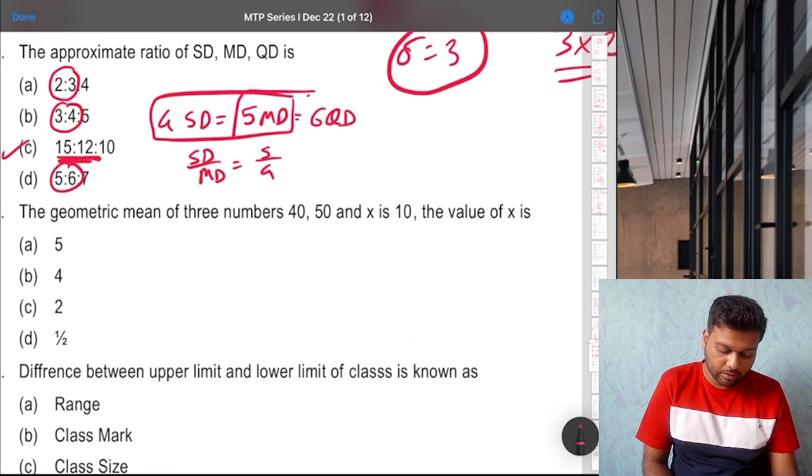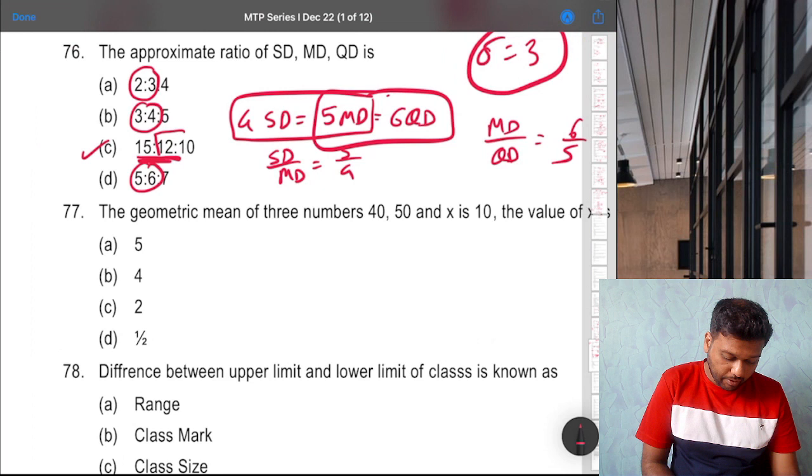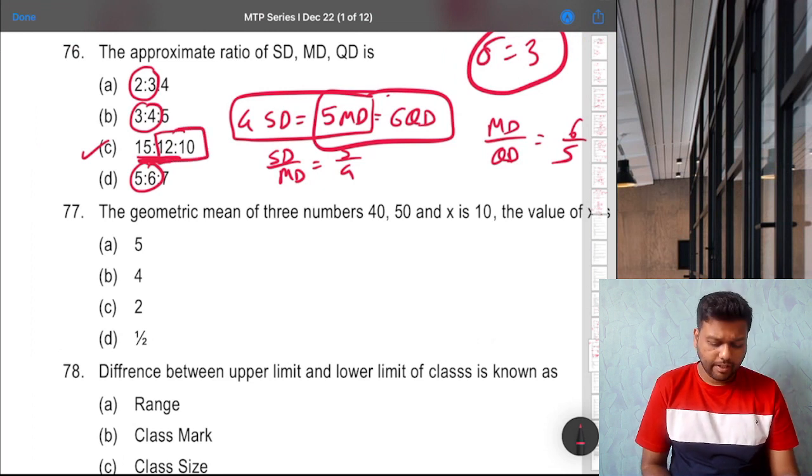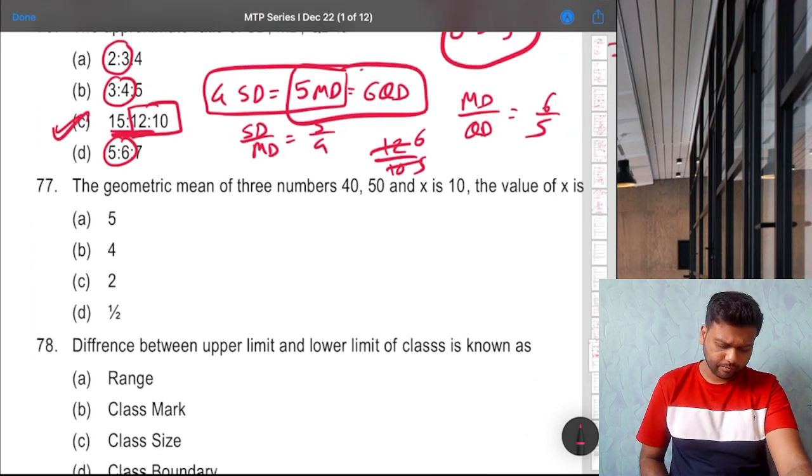Let's check for MD and QD also. MD by QD should be equal to 6 by 5, right? So let's check if MD by QD is 6 by 5. Yes, 12 by 10 is nothing but 6 by 5 if we divide by 2. So C is the correct answer for 76.